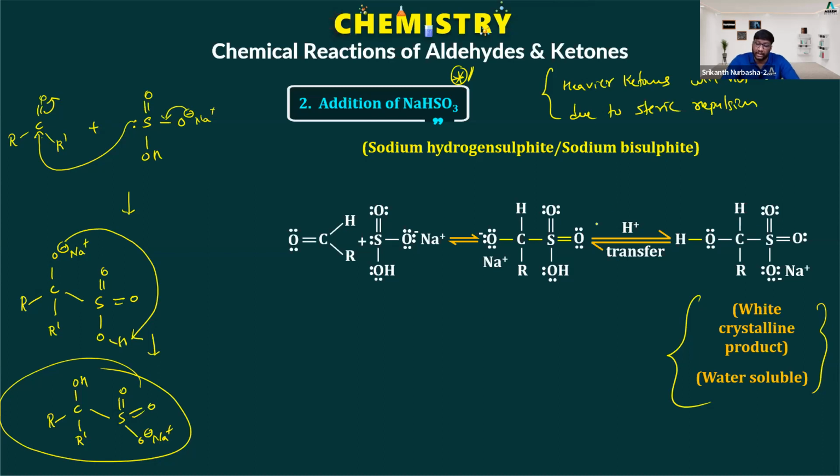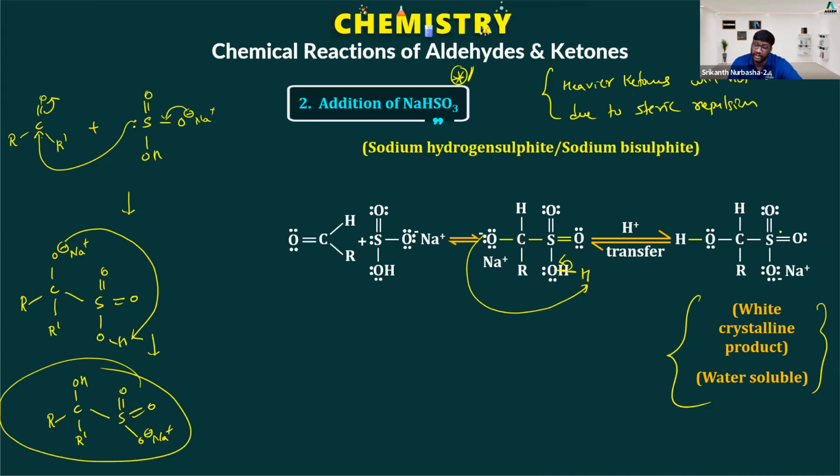Why does the proton transfer occur? Why does the O minus connected to carbon pick up the proton, from where? SOH is there, right? This proton has been picked up. This OH electron density is given to oxygen, so S double bond O minus Na plus is obtained. Why did this proton transfer occur? Look at the negative charge on oxygen connected to the carbon, which is connected to hydrogen and an alkyl group, and also look at the negatively charged oxygen connected to S double bond O.